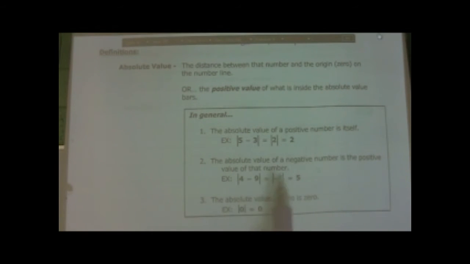Absolute value of a negative number is the positive value of that number. So here I've got 4 minus 9 is negative 5. The absolute value of negative 5 is positive 5. There we go. Absolute value of 0 is 0. One more page of notes today.